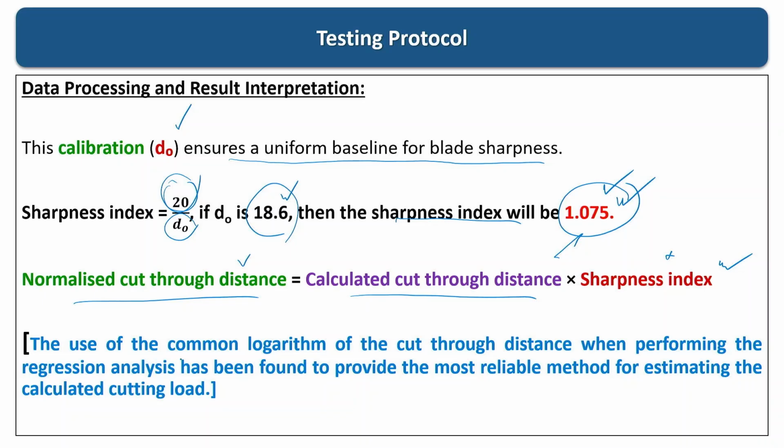The use of the common logarithmic form of cut through distance when performing the regression analysis has been found to provide the most reliable method for establishing the calculated load. So, the logarithmic method is as used by the ASTM. That is actually the most reliable method, but the normal cut through distance, without the logarithmic curve, is also used.